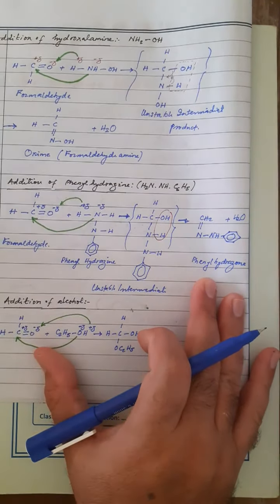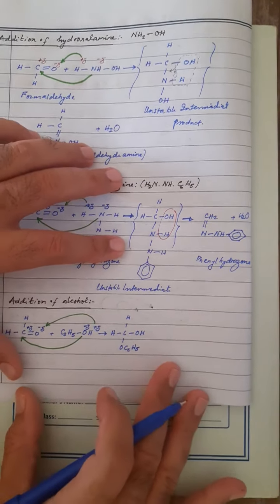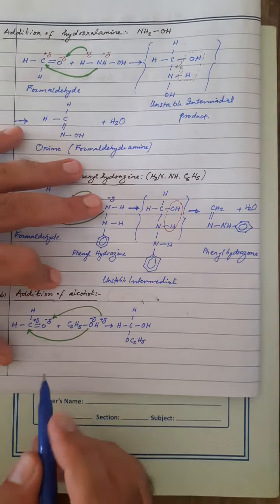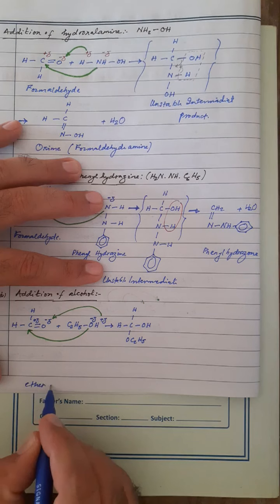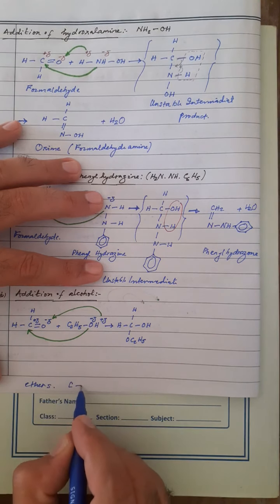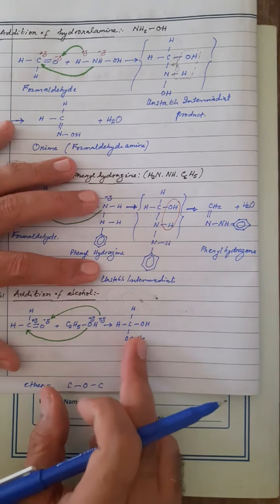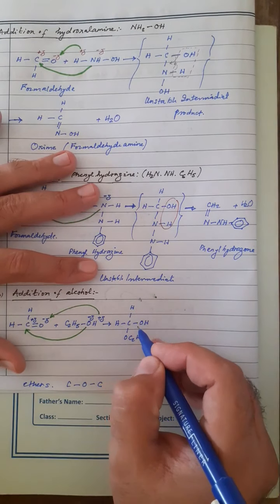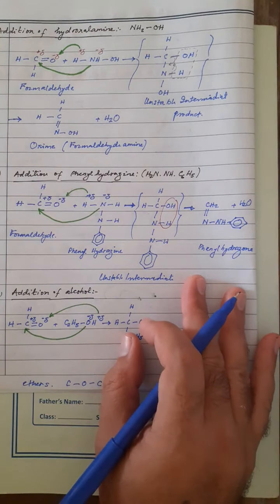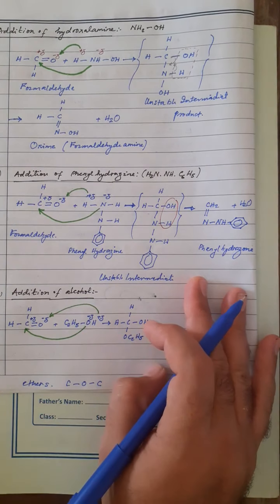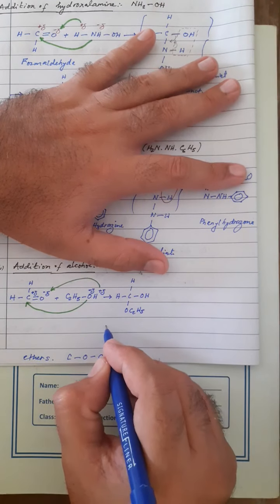If you know ether, in the ether, I will make here for you, if you can see it. In ethers, you see carbon, O, carbon, oxygen between two carbons. This one has carbon between two oxygens. This is a new functional group, and they call it acetal, or this one is called hemiacetal.